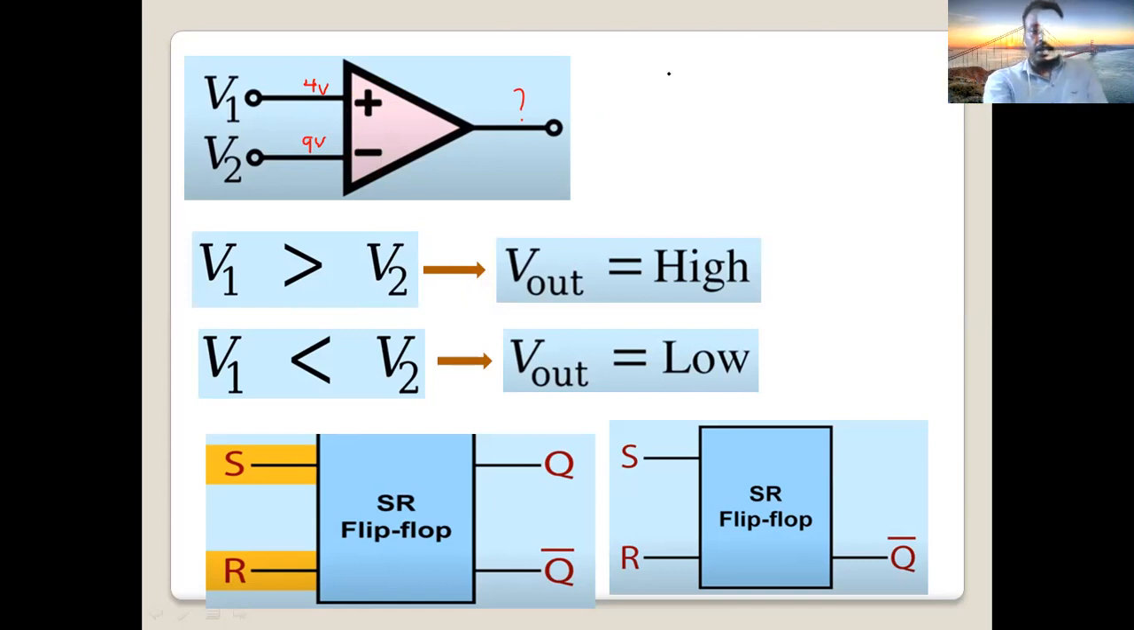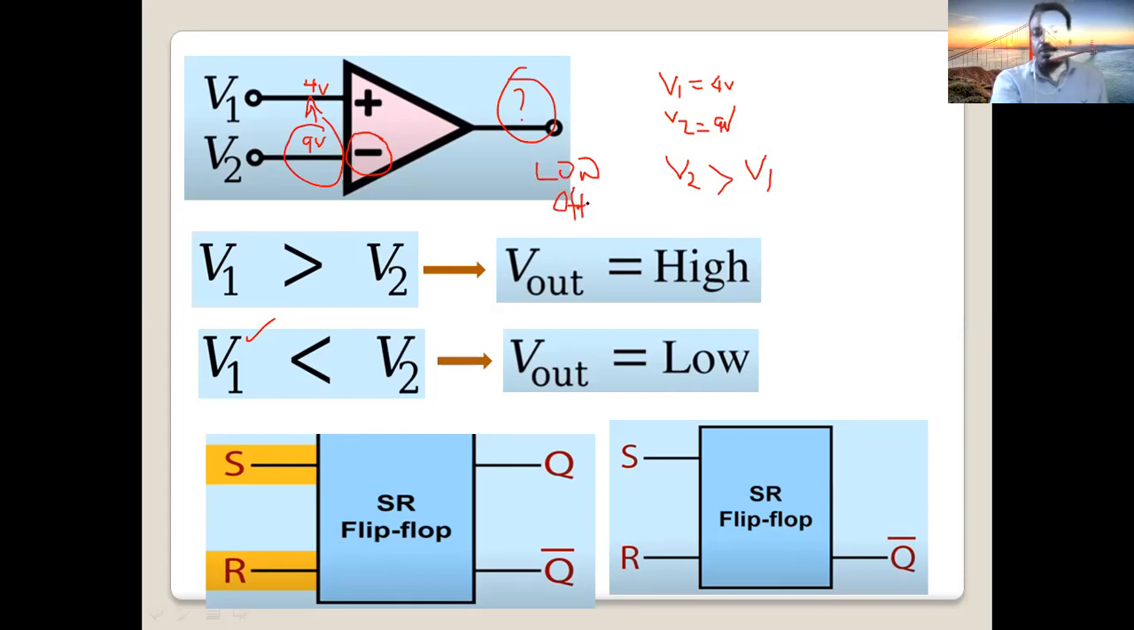So, in this case, how much is V1? V1 is 4 volt. V2 is 9 volt. Which one is larger? The voltage at the negative terminal, V2, is larger than V1, right? The negative terminal voltage, 9 volt, is greater than 4 volt here. In this case, what will be the output of the comparator? It will be low state, or off. You can call it off state, or binary zero. Zero and one, we have only two states. In digital systems, we have two states: on off, high low, or zero one. That's it. So that's how a comparator works.